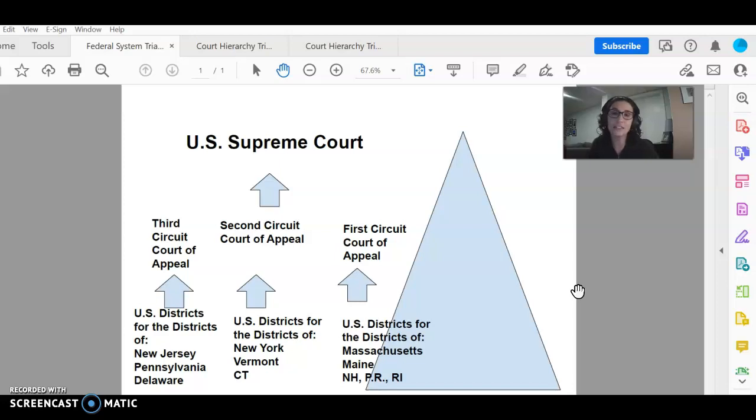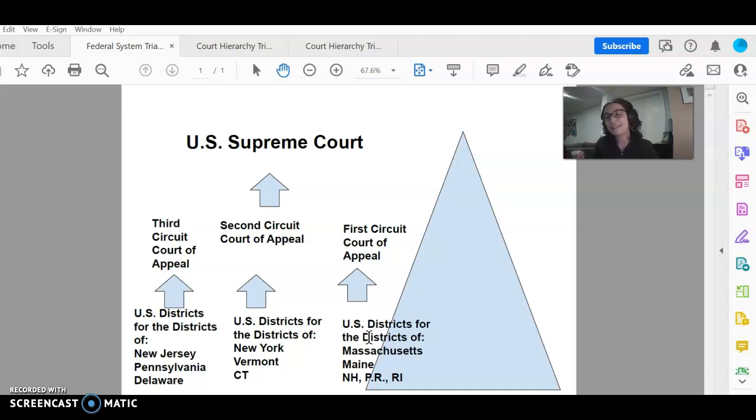I did not list all the courts in the federal system, and that is because it would be too many for me to fit on one slide. This is just the federal system of courts. I hope you see on the bottom that I've named the U.S. District Courts, because we talked about how the U.S. District Courts are the trial courts.